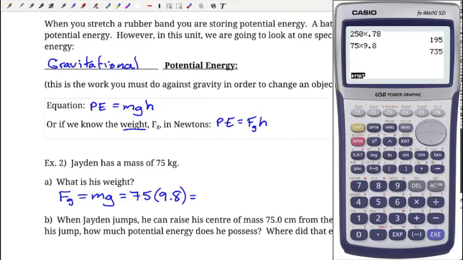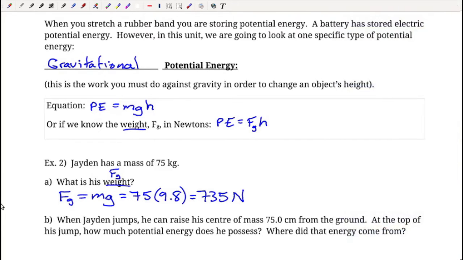And my calculator tells me I have a weight, or a force of gravity, of 735 newtons. So again, just reminding you, weight is Fg, is not the same as mass, and it's measured in newtons. So part B: when Jaden jumps, he can raise his center of mass 75 centimeters from the ground. At the top of his jump, how much potential energy does he possess? And where did that energy come from?